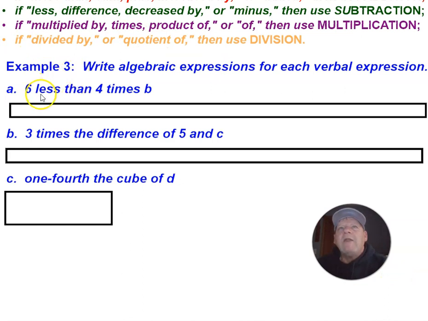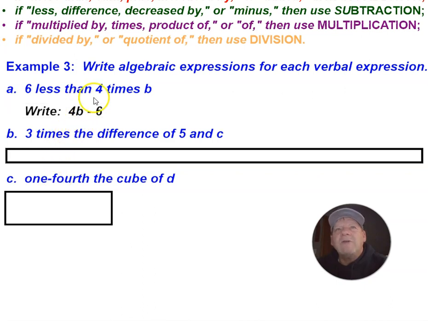So if I want to write 6 less than 4 times b, you have to think in your mind, what does less than mean? And it's not an inequality sign, it's subtraction. So 4 times b would be written as 4b, less 6, minus 6. You would not write 6 minus 4b. It's 4b minus 6.